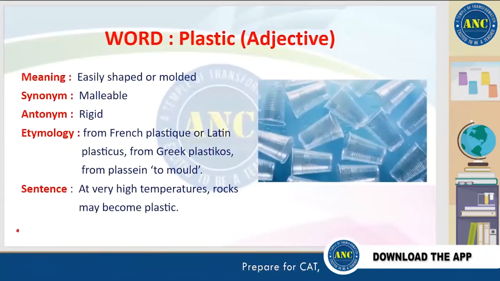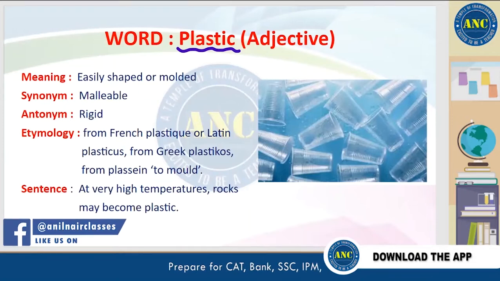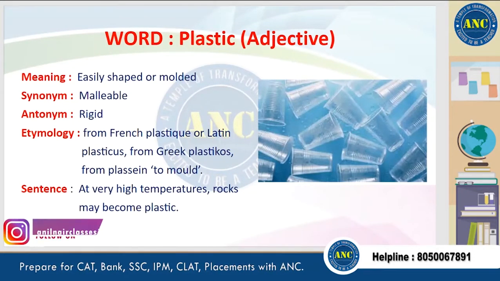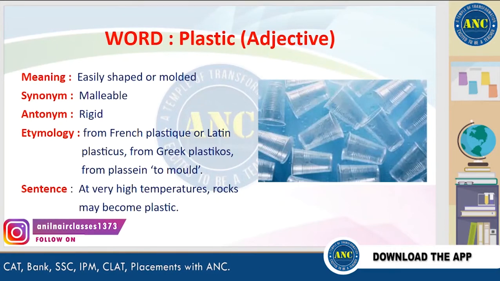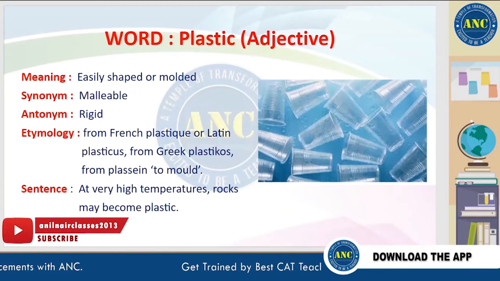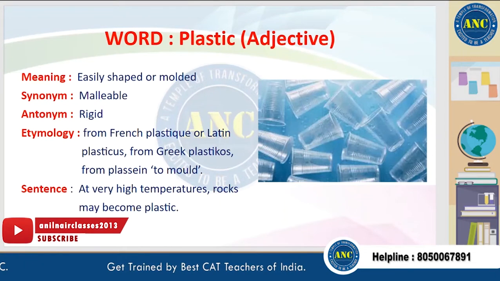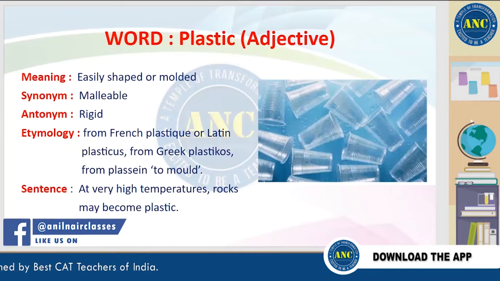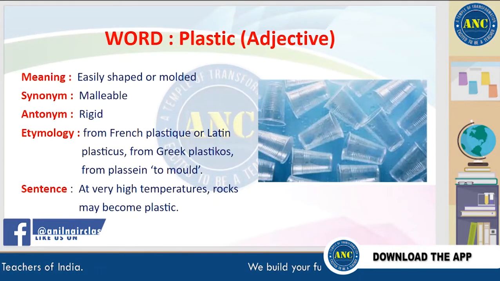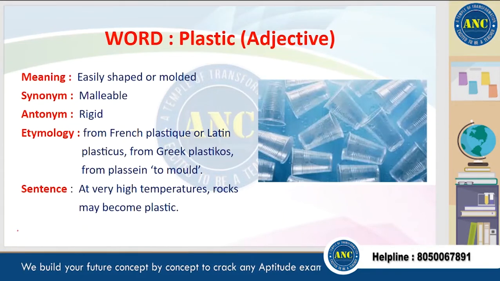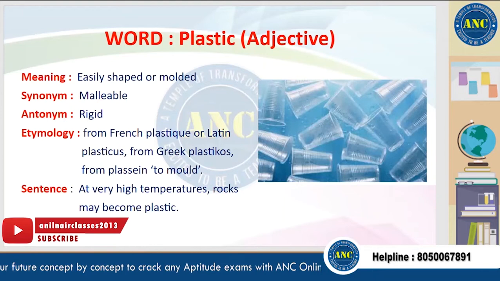The next word is plastic. Plastic is an adjective which means easily shaped or molded. A synonym for this word is malleable and an antonym is rigid. It is derived from the French, Latin, or Greek words which all mean to mold. A sentence for this word is, at very high temperatures, rocks may become plastic.